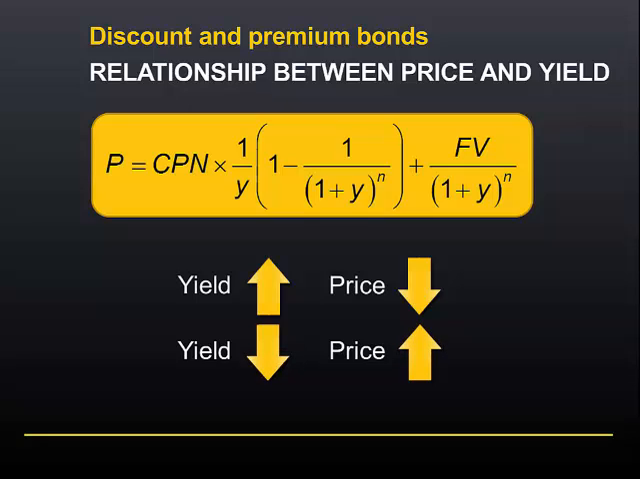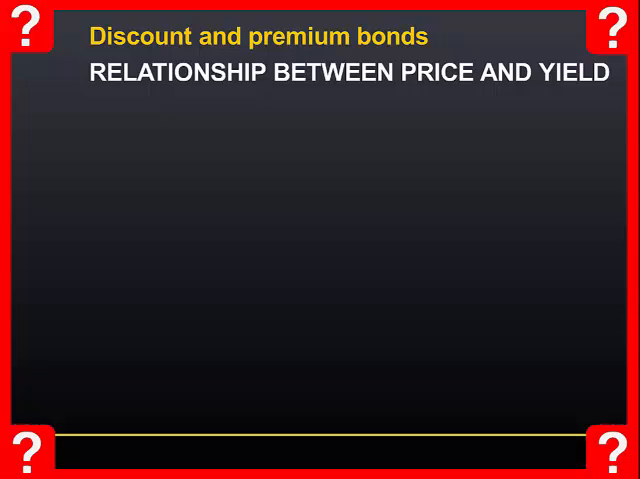This is not only true mathematically, but it makes intuitive sense. The higher the yield, the greater the rate at which you discount future cash flows, and therefore the lower their present value and the lower the price of the bond. Let's use an example to test the relationship between price and yield.